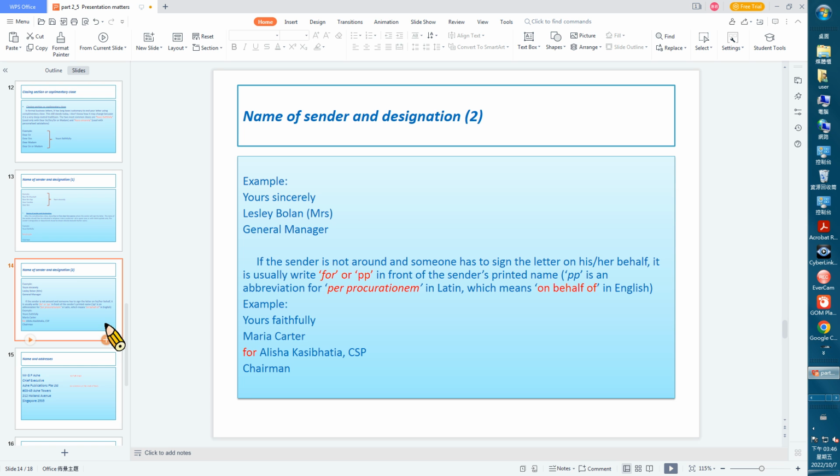Name of sender and destination 2. If the sender is not around and someone has to sign the letter on his or her behalf, it is usual to write "for" or "PP" in front of the sender's printed name. PP is an abbreviation for per procurationem in Latin, which means on behalf of in English.